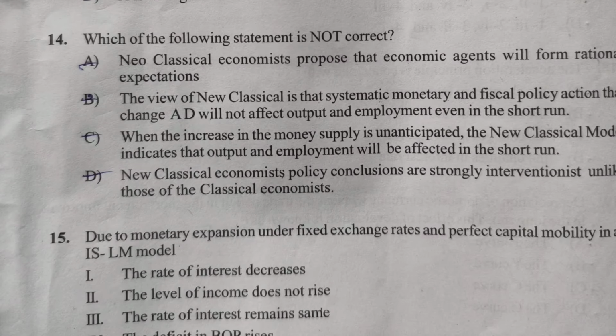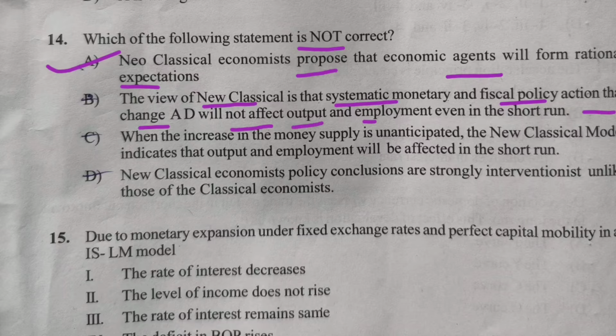Now the next question is, which of the following is not correct? Neoclassical economists propose that economic agents will form rational expectations. Yes, that is correct. We also call this the rational expectations model. And then we have the view of the new classicals that systematic monetary and fiscal policy actions that change aggregate demand will not affect output and employment even in the short run. But I guess it is not correct.